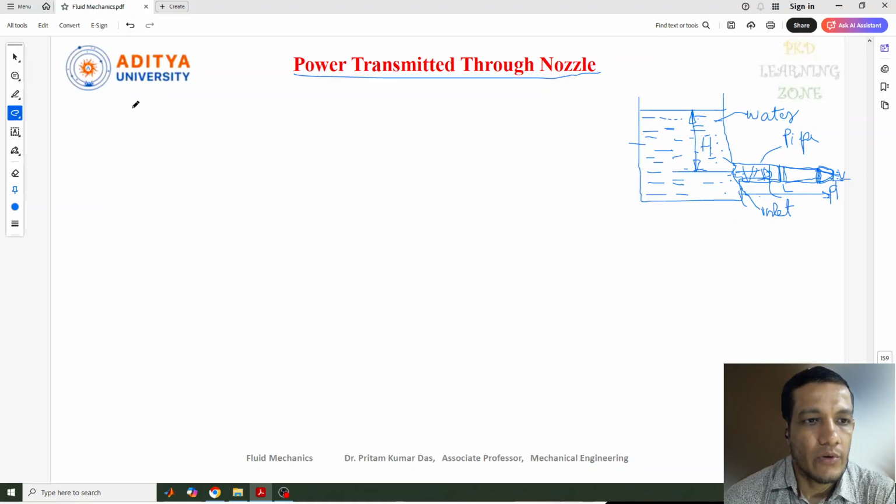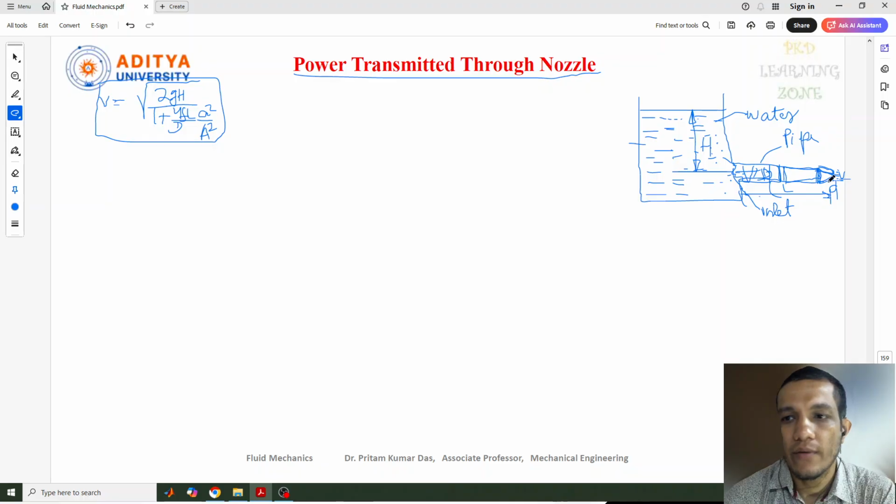Now in the last lecture, from the derivations, we got the velocity value small v equal to root over of 2gH divided by 1 plus 4fL by d into a square by capital A square. This is the equation we got in our previous derivations, the velocity of the fluid coming out from the nozzle. To find the flow rate or discharge, we can just multiply A into v so that we can get the discharge.